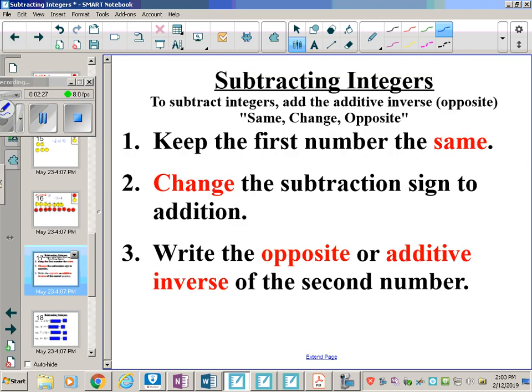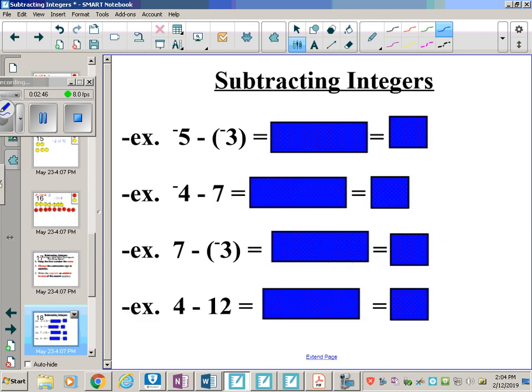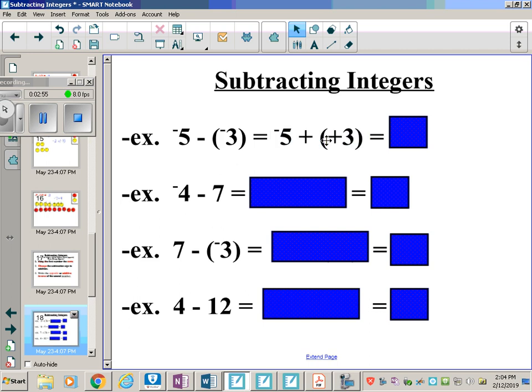So when we subtract integers, what we're really doing is adding the additive inverse, meaning the opposite. We sometimes remember that as same, change, opposite. We keep the first number the same, we change the subtraction sign to addition, and then we write the opposite or additive inverse of the second number. So if we wanted to do negative 5 minus negative 3, the negative 5 stays the same, the subtraction becomes addition, and negative 3 becomes a positive 3. So negative 5 plus positive 3, and we know that's going to give us negative 2.